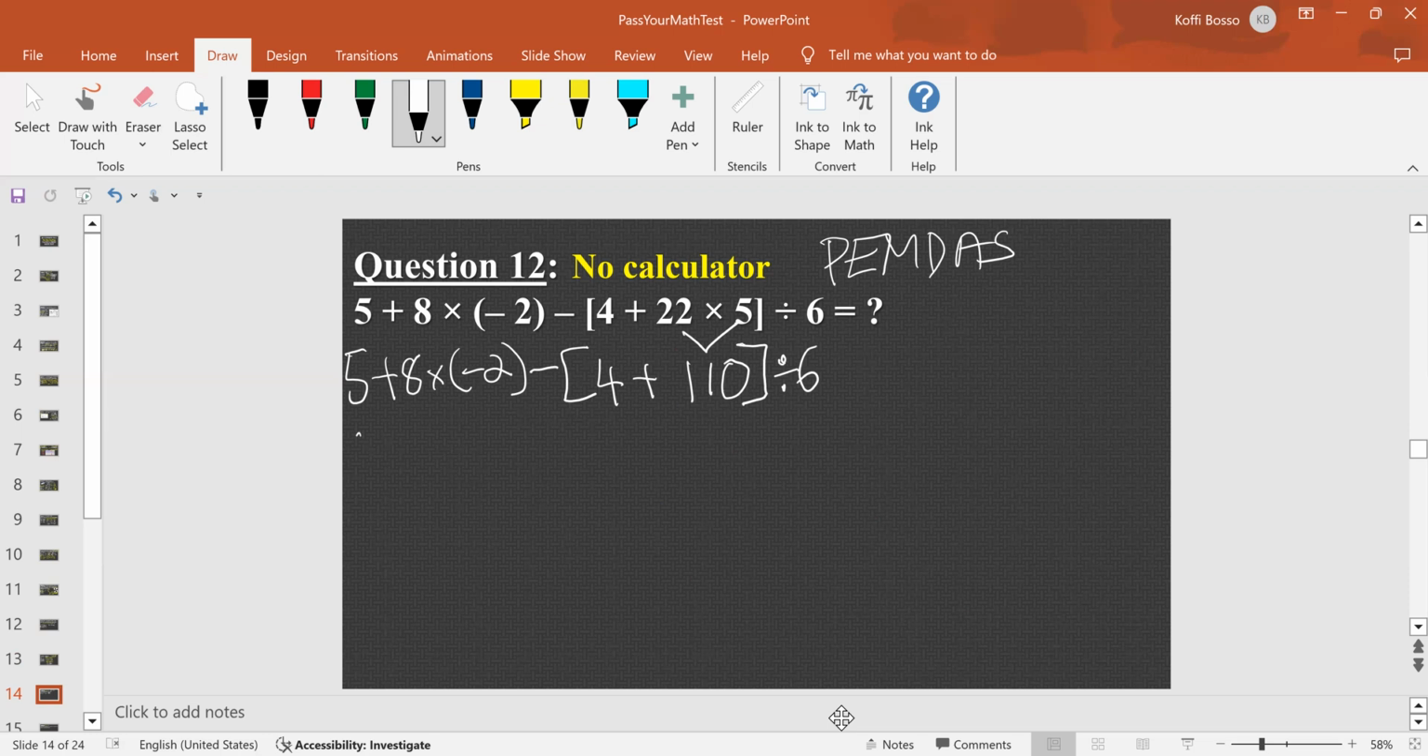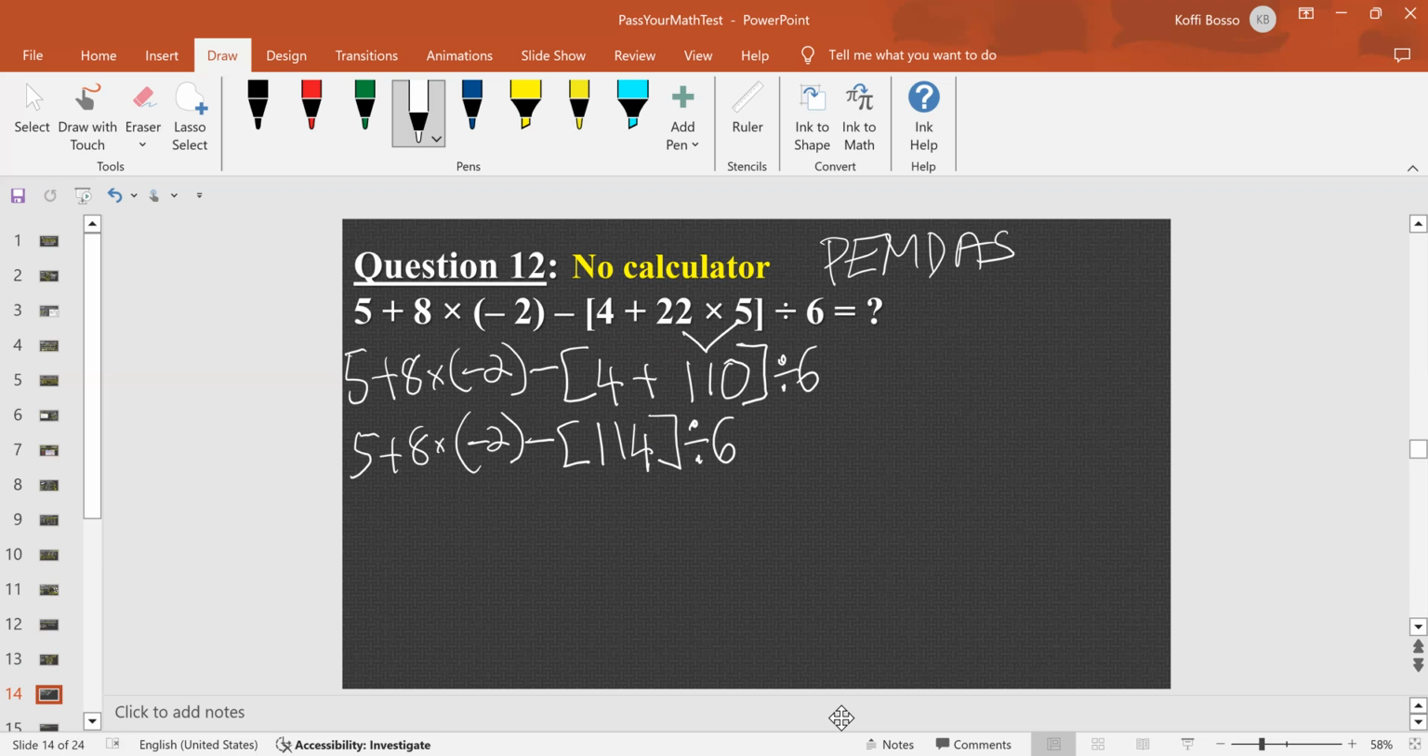Okay, this is the same as what? I take the 5 plus 8 multiplied by -2 minus. Now 4 plus 110 gives me 114, divided by 6. After I finish the square bracket, inside the square bracket I have 114. The next thing to do is the division. So I will take 114 divided by 6.